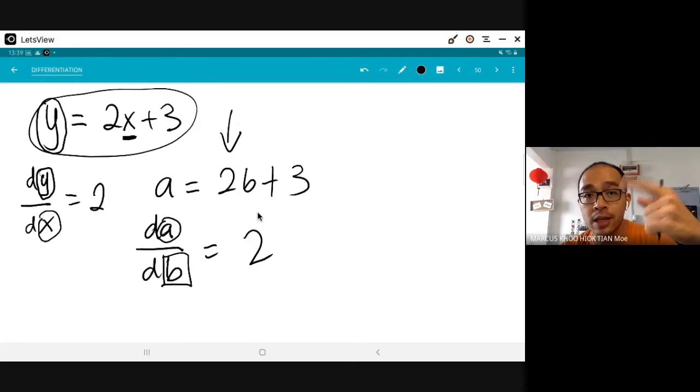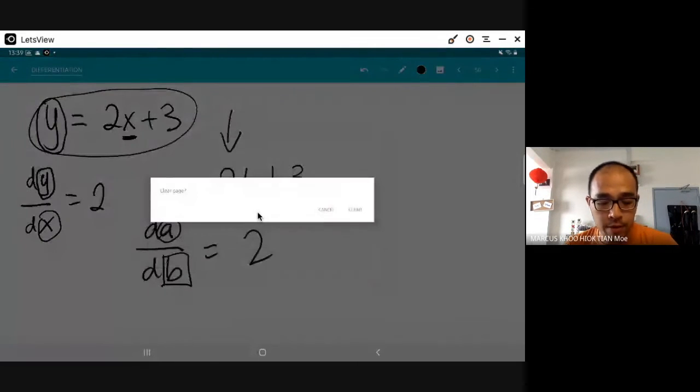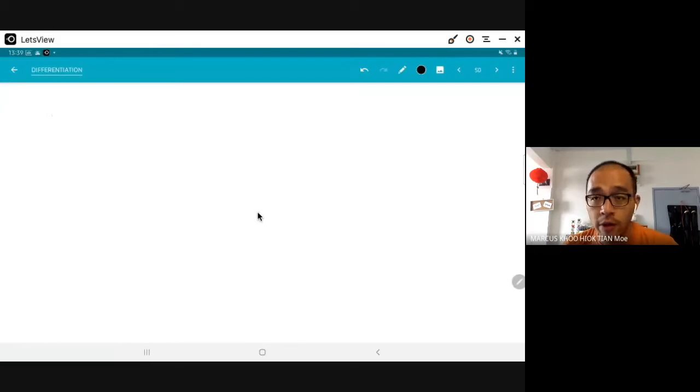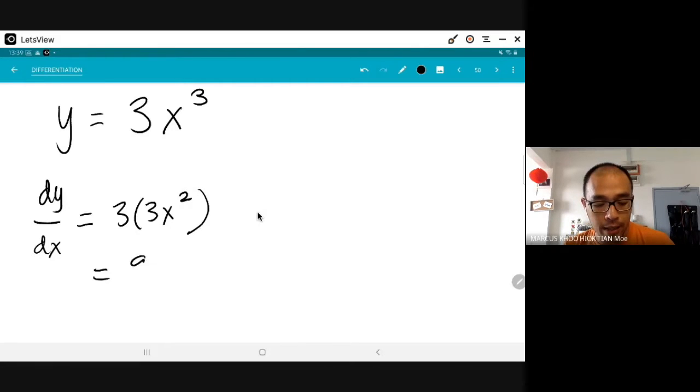Okay, let me give you another example just to make sure that everybody is on the same page. Let me give you a slightly more complicated one. So we are very used to this: y equals 3x cubed, for example. Okay, differentiate. So dy dx equals 3 times 3x to the power of 2. So this will be 9x squared. So this we already know.